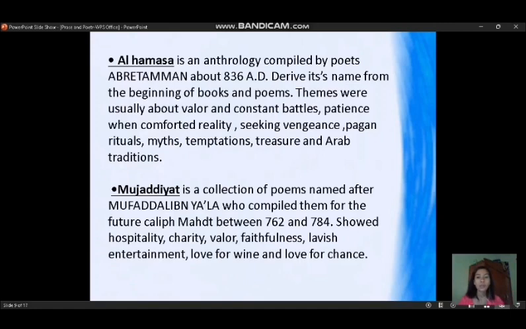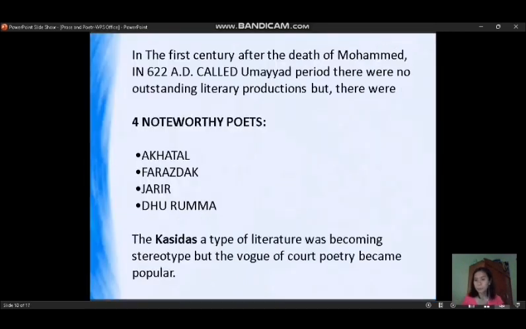It's a collection of poems named after Mufaddal ibn Yala, who compiled them for the future Caliph Mahdi between 762 and 784. They showed hospitality, charity, valor, faithfulness, lavish entertainment, love for wine, and love for chance.